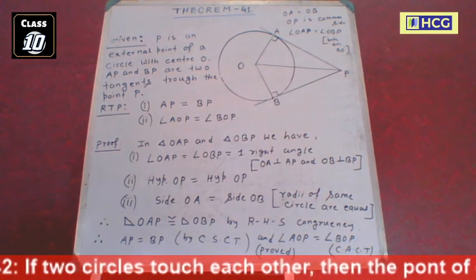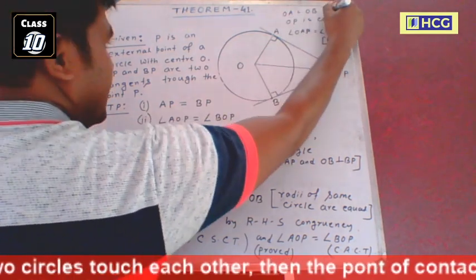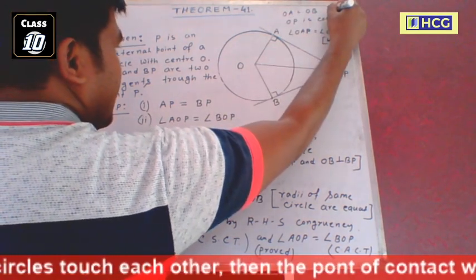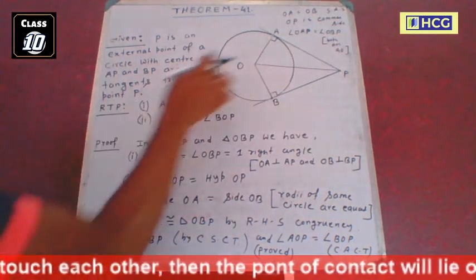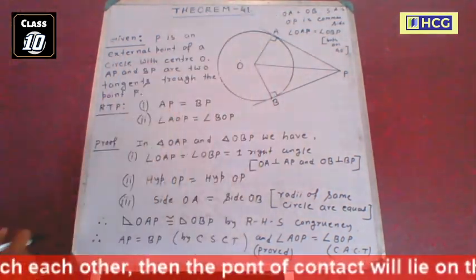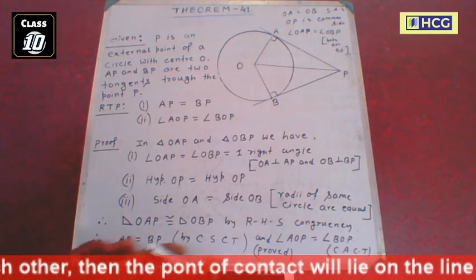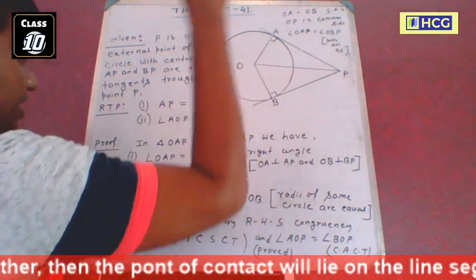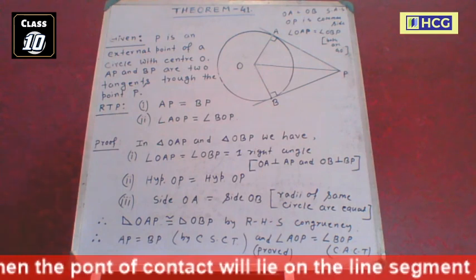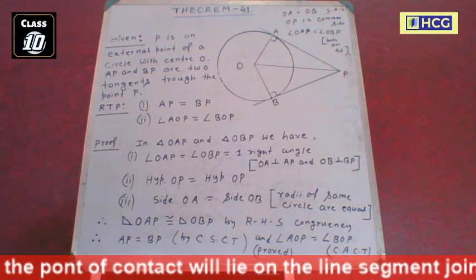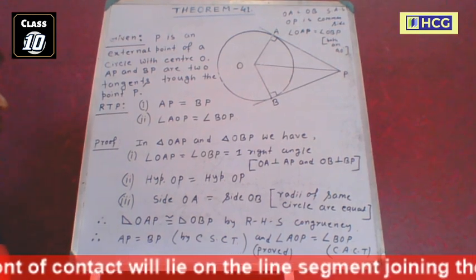No, this is wrong. For two sides and an angle in SAS, the angle must be the included angle. Here this angle is not the included angle. So the two triangles are congruent by RHS congruency, not SAS congruency. Anybody who writes SAS congruency gets no credit. Okay, copy the theorem.